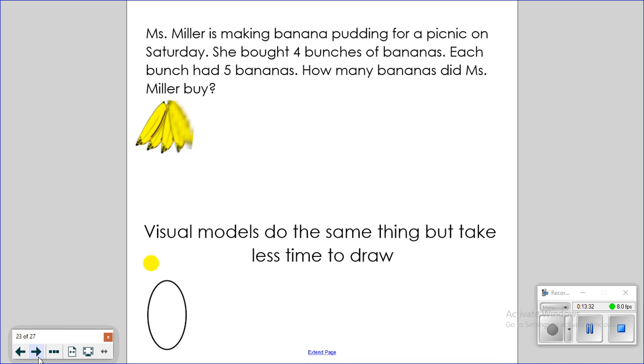Baking banana pudding. I bought 4 bunches of bananas. Can you imagine what that looks like at the grocery store? I am not saying bunch as in many. When you buy a group of bananas, that group is literally called a bunch. That's what the name of that group is called. But each of my bunches that I bought has 5 bananas on it. Does that make sense? So far, so good.